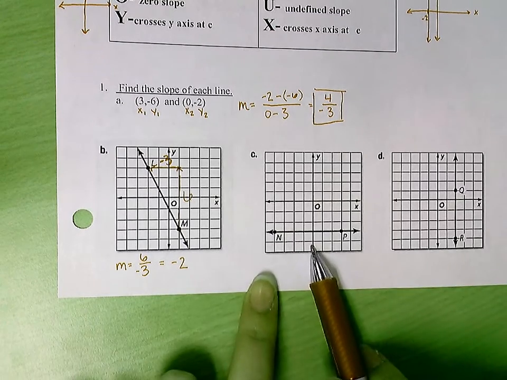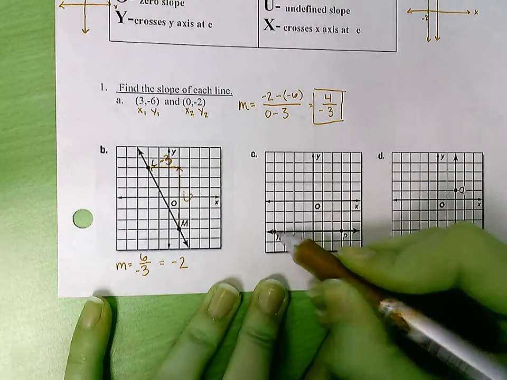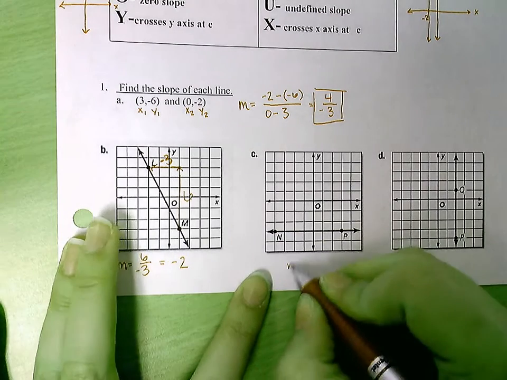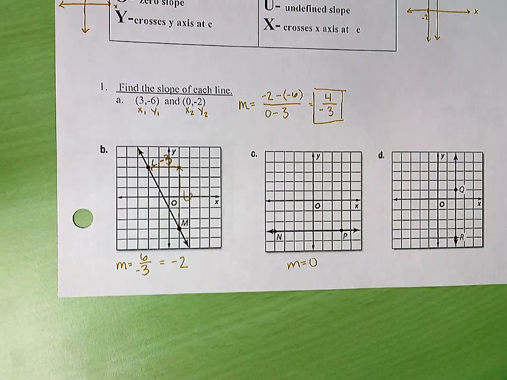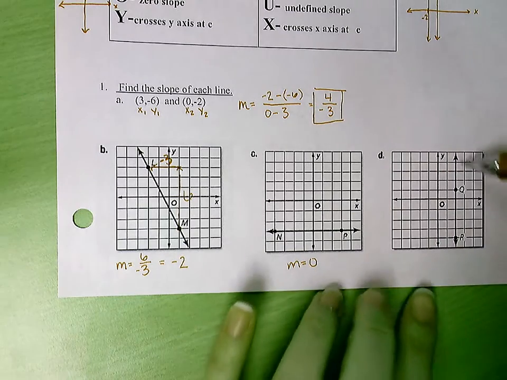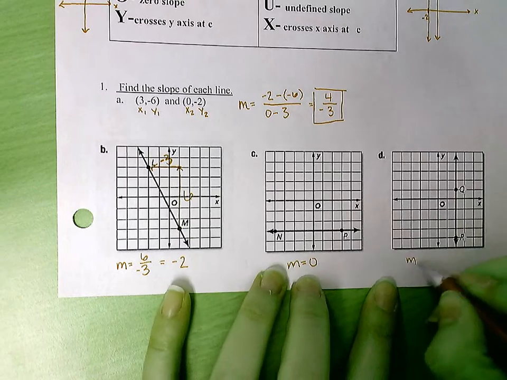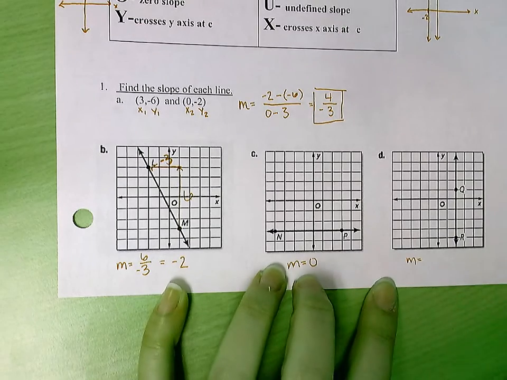All right, letter C. We're finding the slope between points N and P. That one is a horizontal line. So what's the slope of this one? 0. The slope of this line would be 0 since it is a horizontal line. In letter D, this one is a vertical line, so this slope would be undefined.